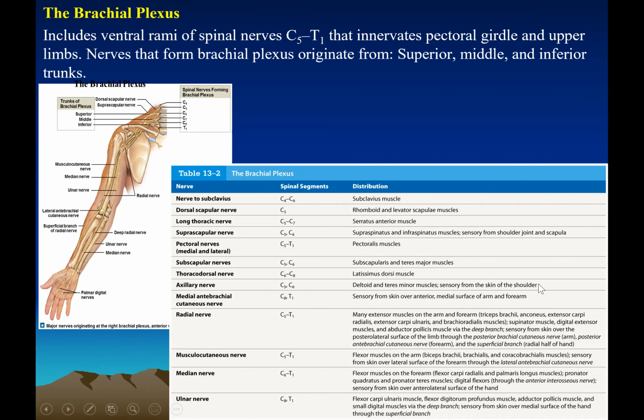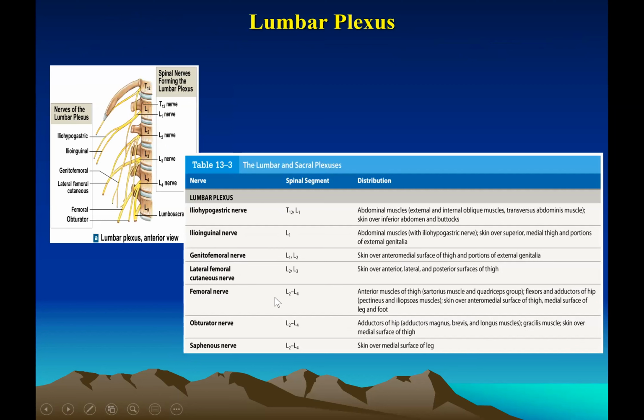skin of the shoulder. We have the radial nerve, a deep radial nerve, the ulnar nerve, named so because it's adjacent to the ulnar bone. There's the median nerve, the musculocutaneous nerve. So this is the innervation of the brachial plexus.